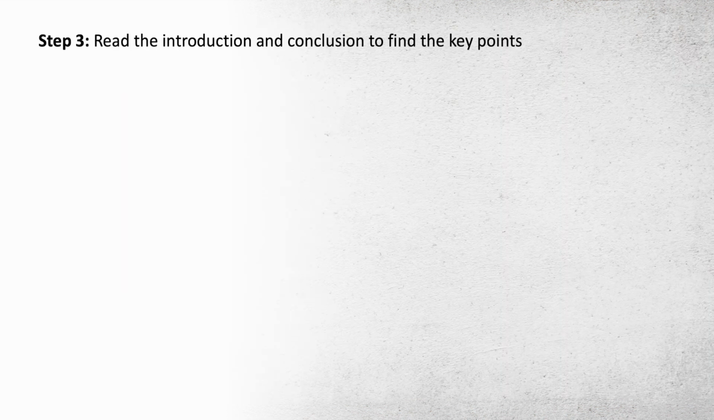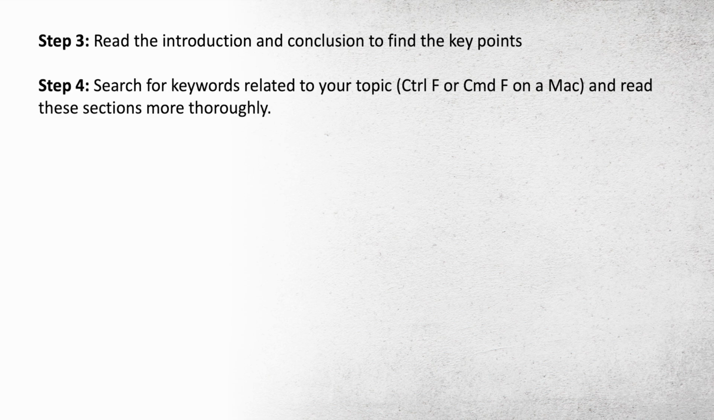Step 3. Read the introduction and conclusion of the chapter or journal article you're looking at to find the key points. Step 4. Search for keywords related to your topic within the chapter, within the journal article. To do this, hit Ctrl and F, type in your keyword on a PC, and hit Command and F on a Mac. You can read these sections more thoroughly.